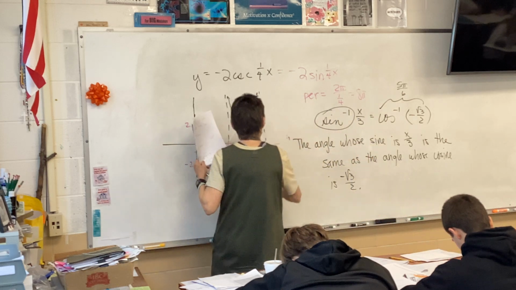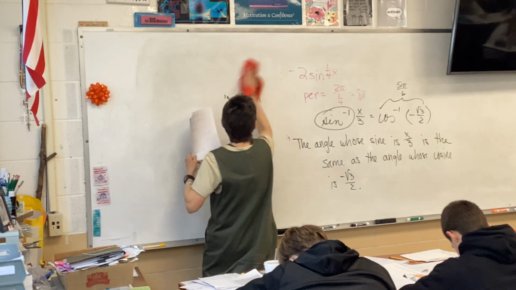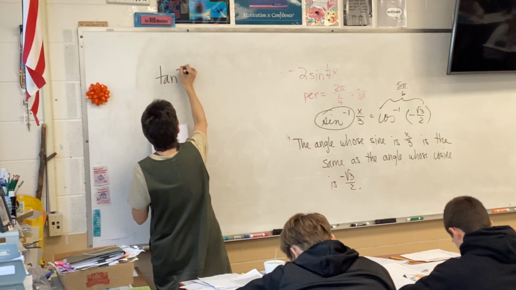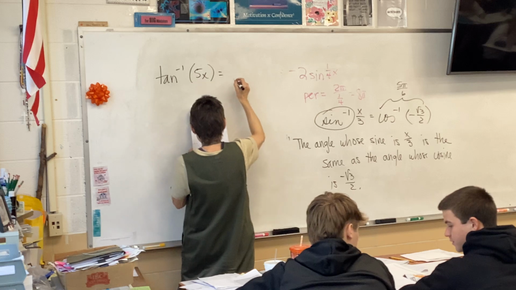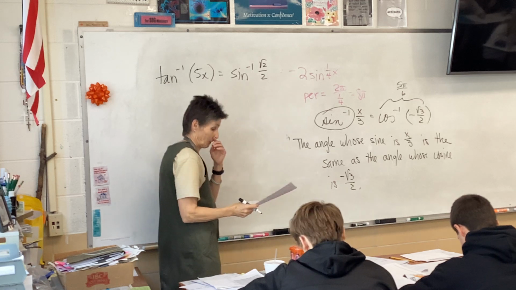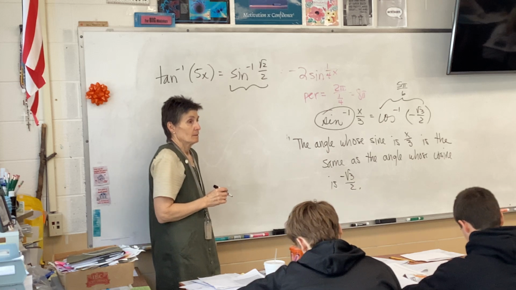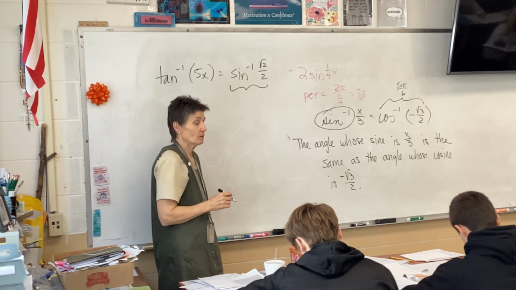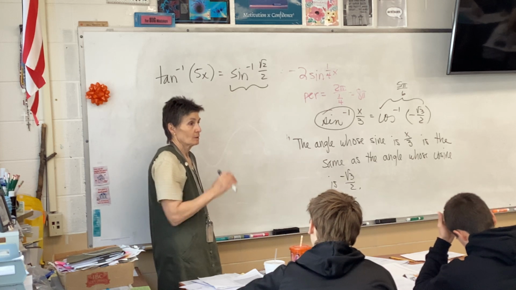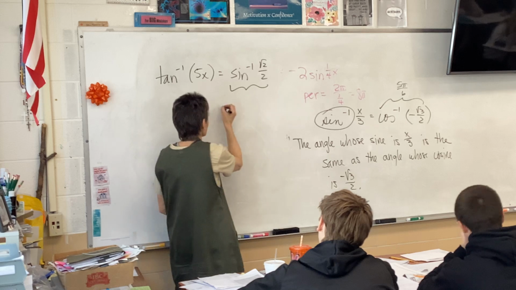Now let's try the next one. It's exactly the same situation. I don't know if it has an answer or not. Let's see. The angle whose tangent is 5x is the same as the angle whose sine is root 2 over 2. All right, so let's do this one first. Where is the angle whose sine is positive root 2 over 2? Quadrant 1? And how big is that angle? Pi over 4?